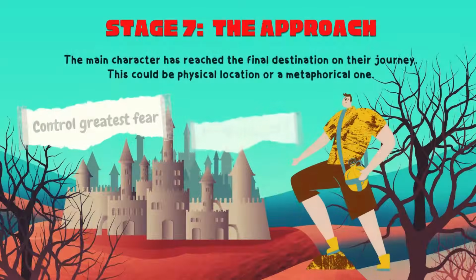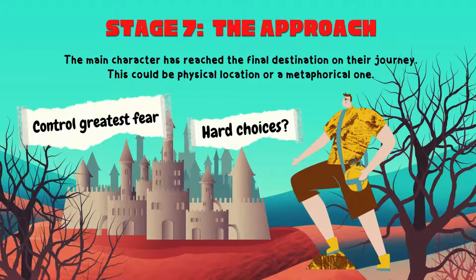Stage 7 is the approach. The main character has reached the final destination on their journey. In most cases, this is a physical location, like a cave or the top of a mountain. Sometimes it can be a metaphorical or emotional destination, where your main character has a huge choice to make in the story. Either way, this stage involves the main character facing their greatest fears and learning to control them.